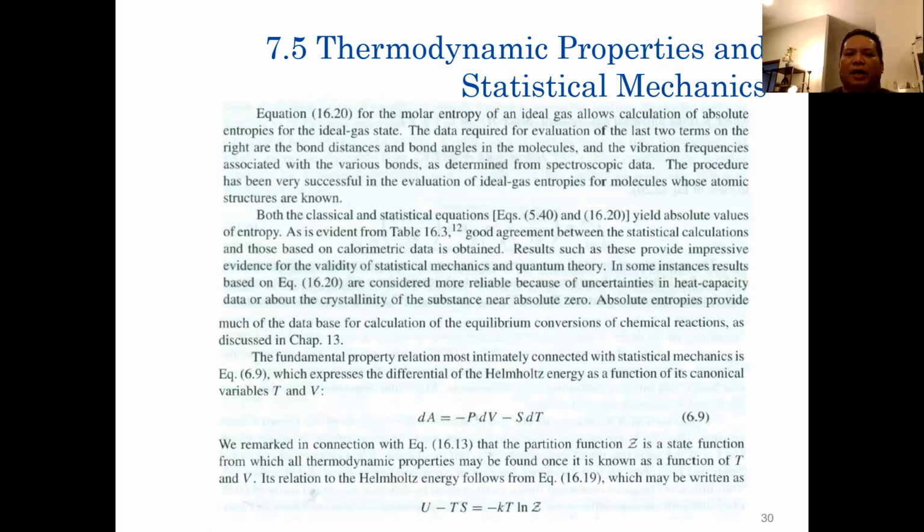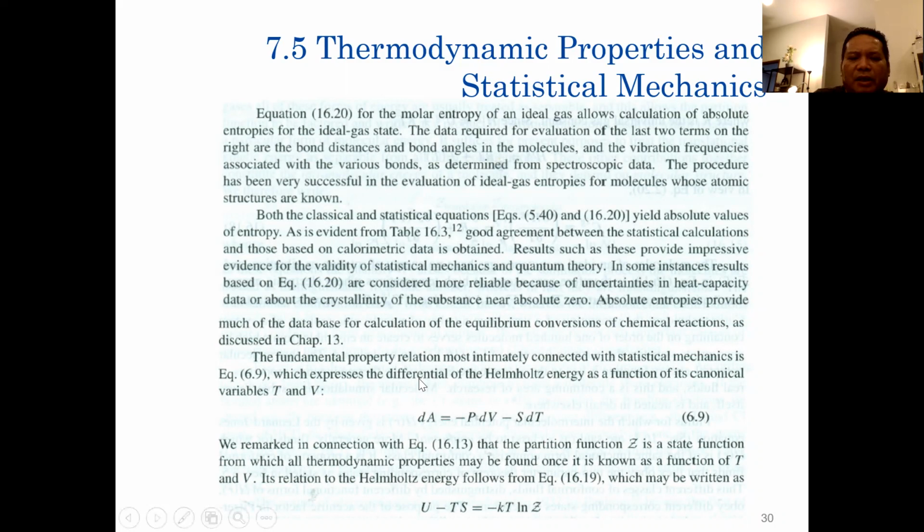For the molecular entropy of ideal gas, this shows calculation of absolute entropies for ideal gas states. The data required for the evaluation of the last two terms on the right are the bond distances and bond angles of the molecule. This is very much in detail and more on the quantum mechanics side, but we go straight here.